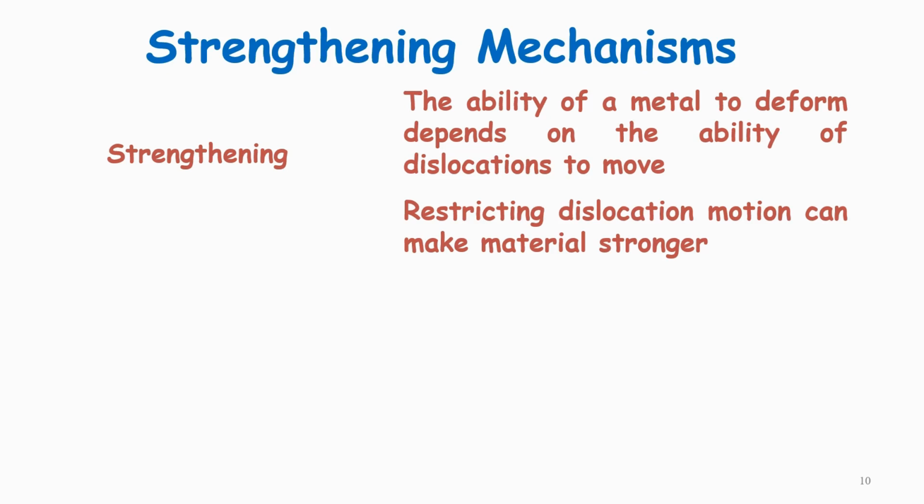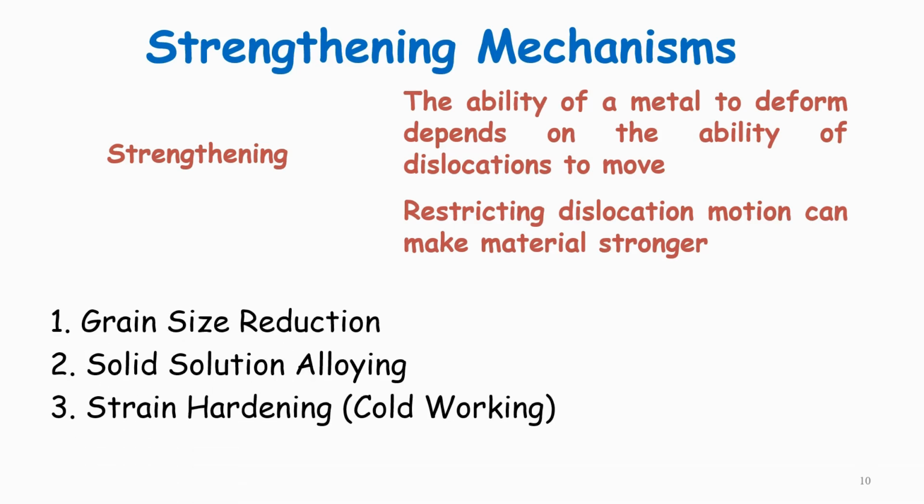For example, for single phase material, we can reduce the grain size, and also we can use solid solution strengthening, and also we can apply strain hardening or cold working. And for multi-phase material, we can employ precipitation hardening, and we can utilize dispersion strengthening, and we can implement martensite strengthening.